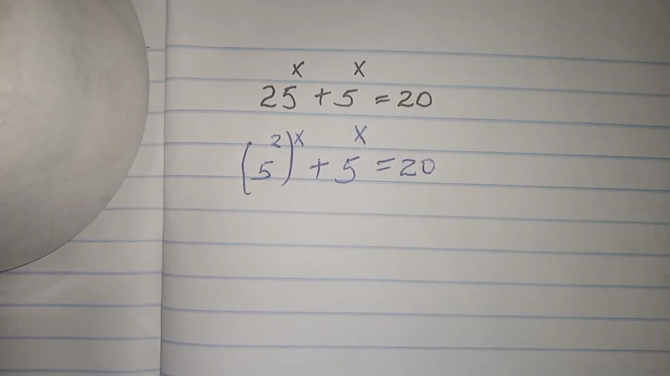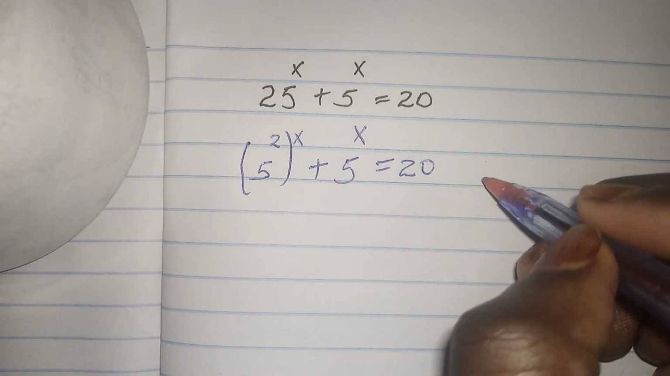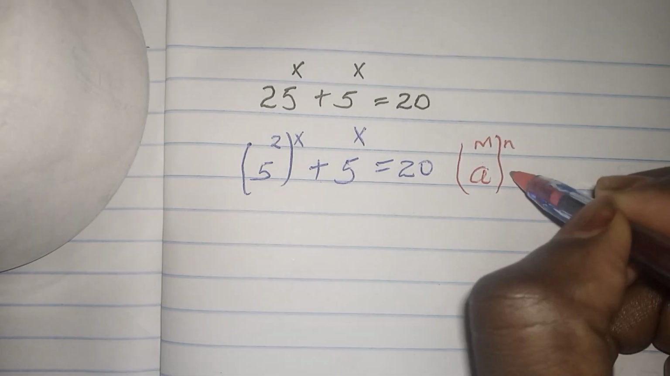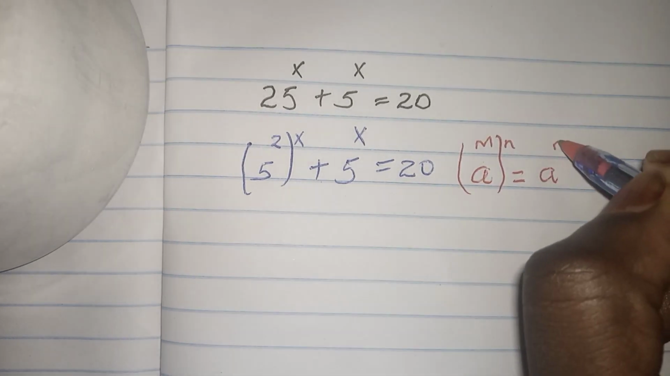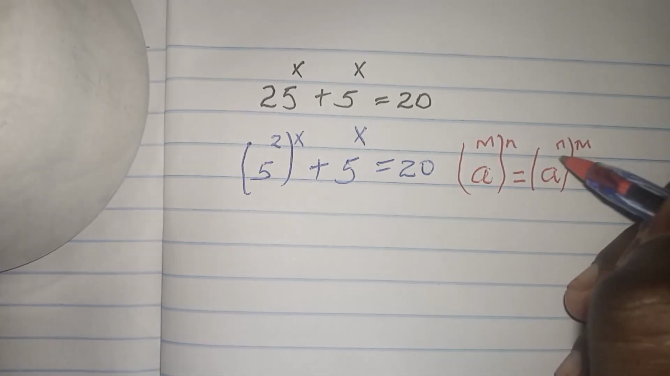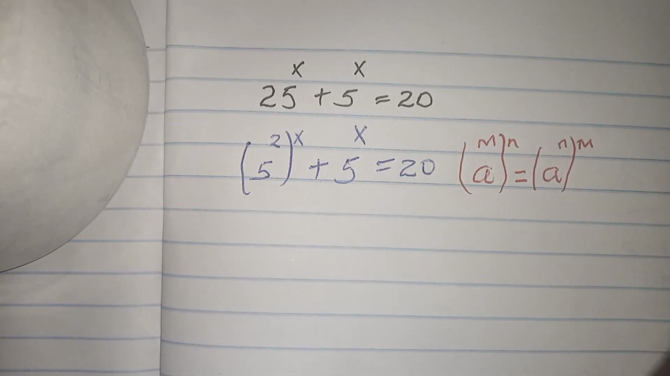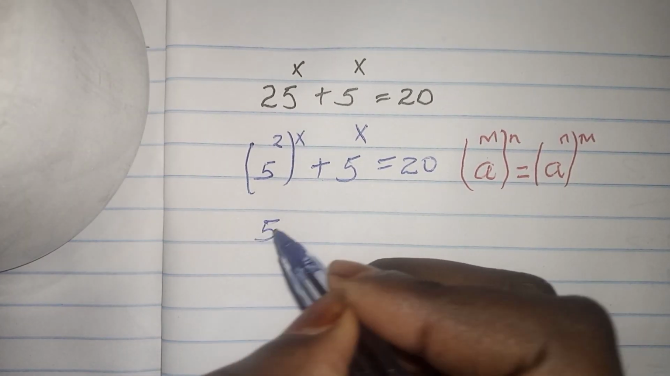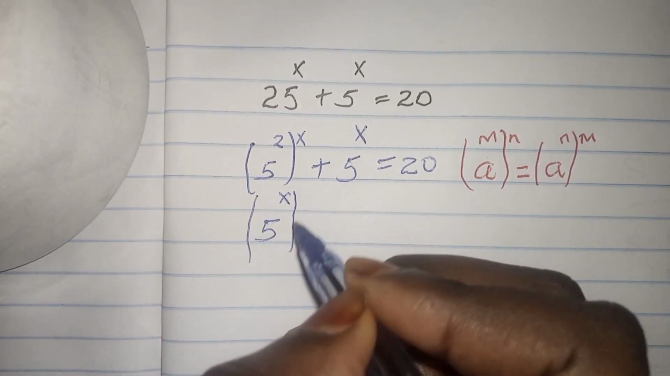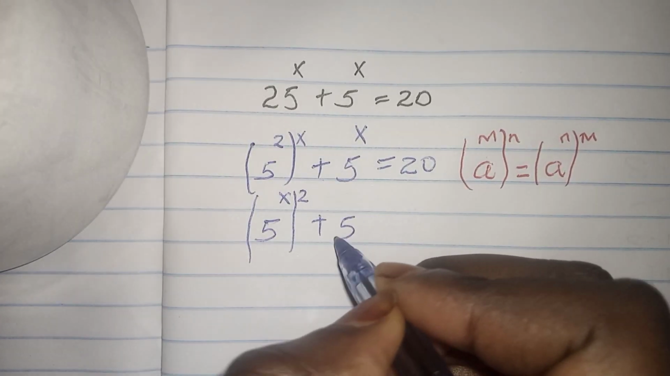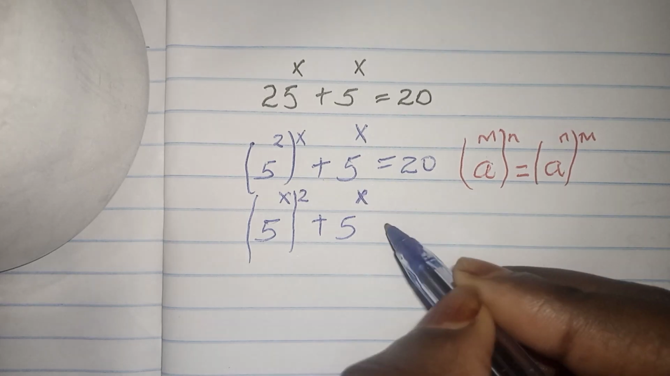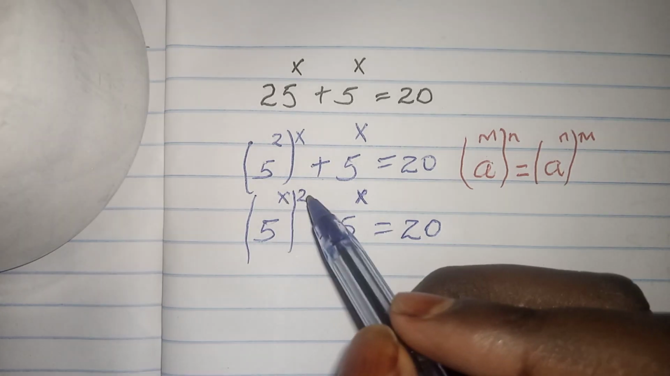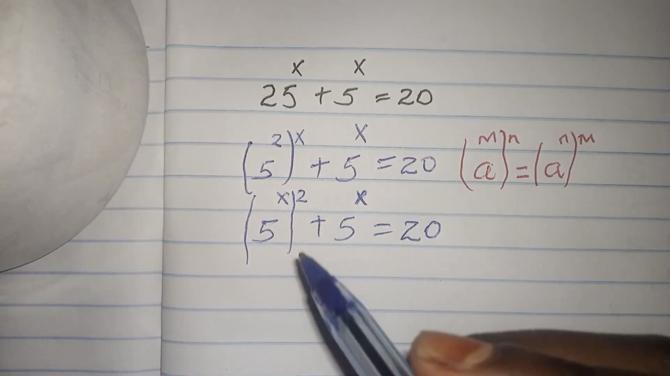So my next step, I can use this rule. If we have a to the power of m, all this to the power of n, we can write it as a to the power of n, all this to the power of m. Exchanging the powers, we are interchanging the power, so we can interchange this power here, and this will be 5 to the power of x, all this to the power of 2, plus 5 to the power of x is equal to 20. Right, so I've interchanged my powers. You can see I've interchanged my powers.